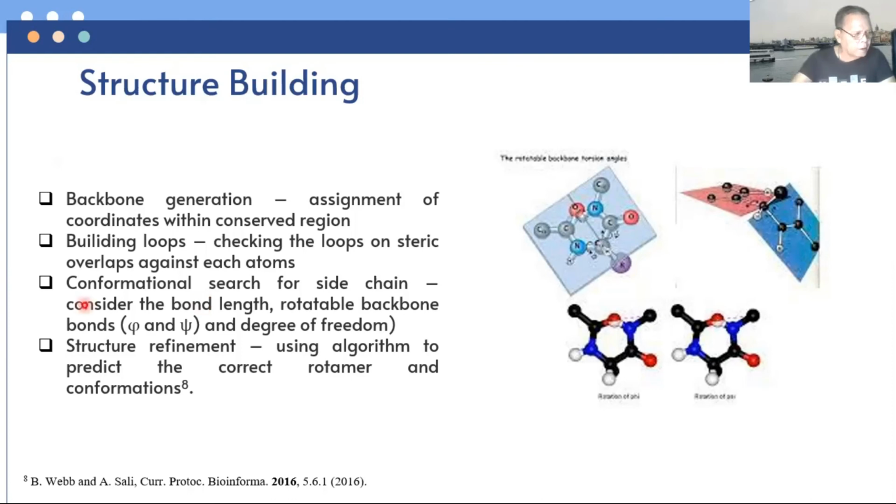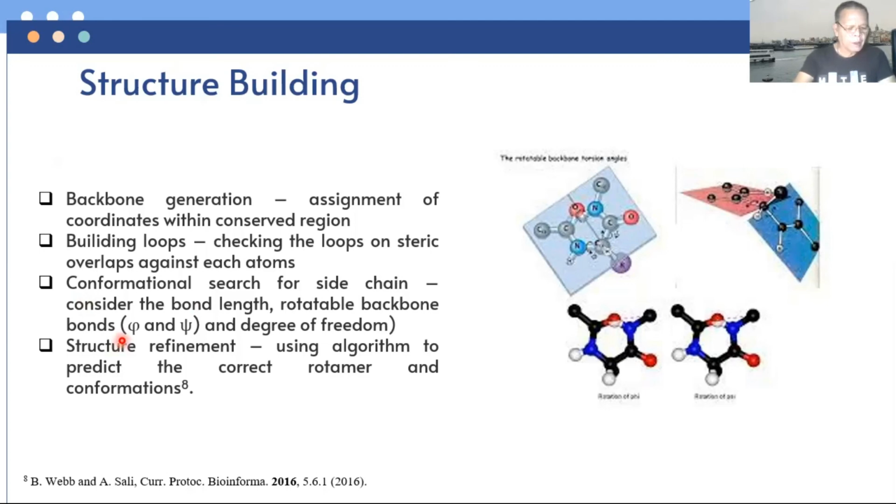Next, conformational setting for side chains. In this case, a library of common rotamers, extracted from high resolution X-ray structures, is often used to position a side chain. The various rotamers are subsequently explored and scored with a variety of energy functions. Then the last is structure refinement.